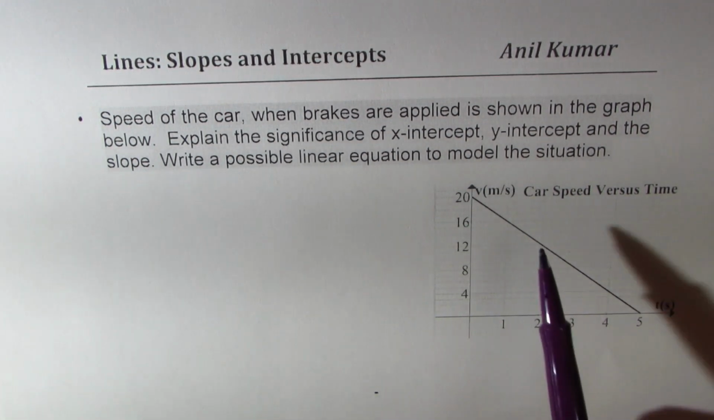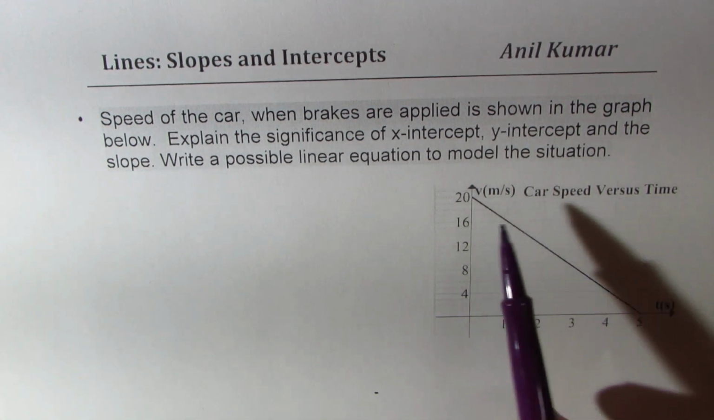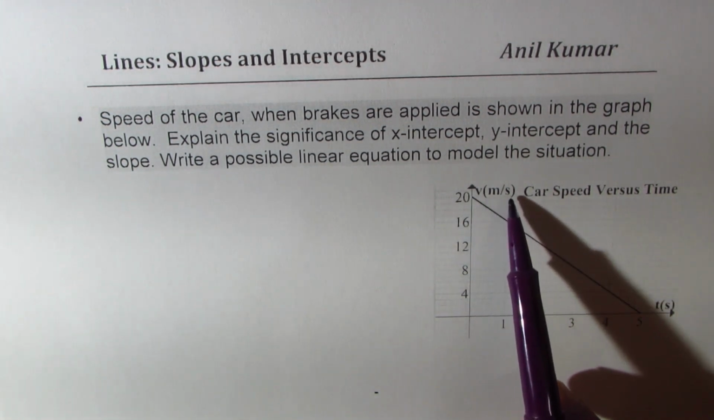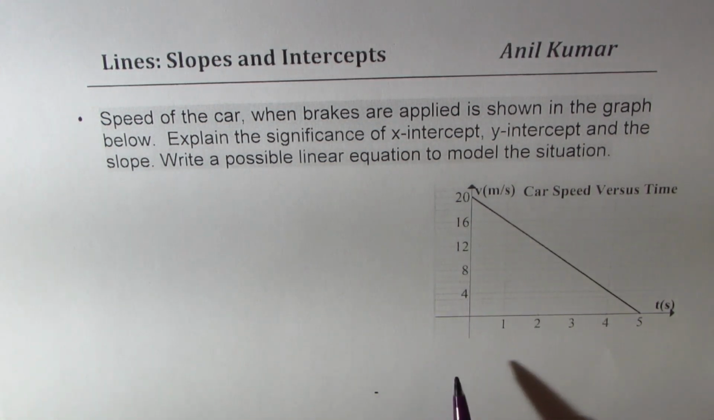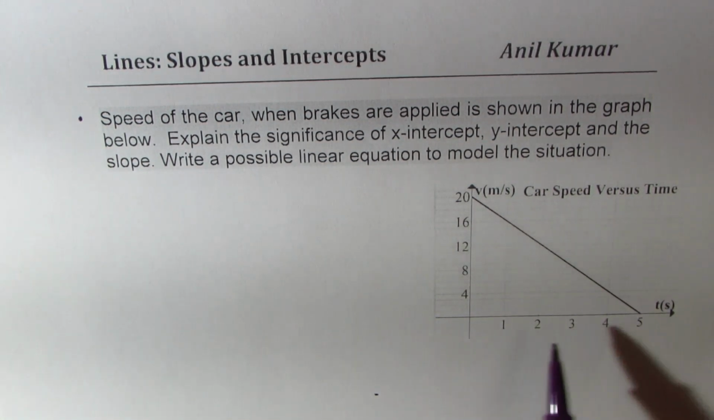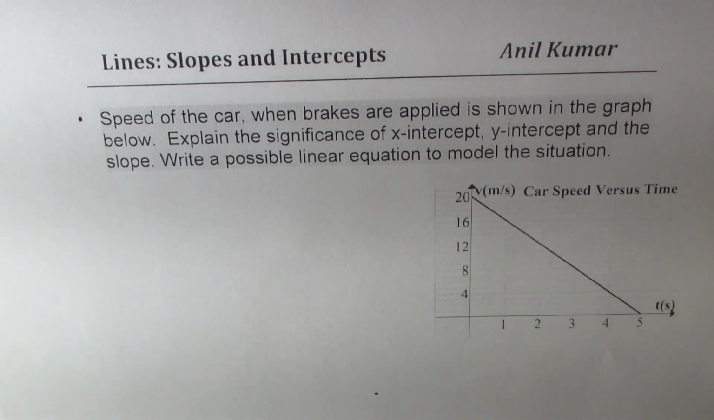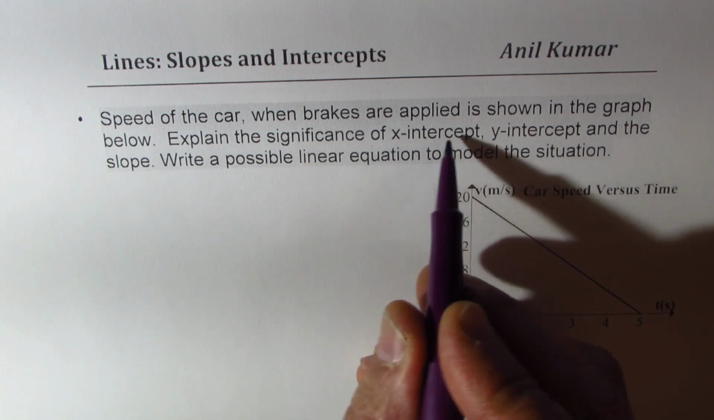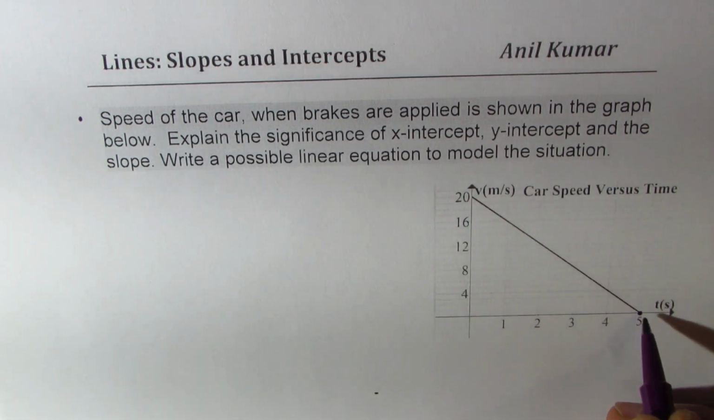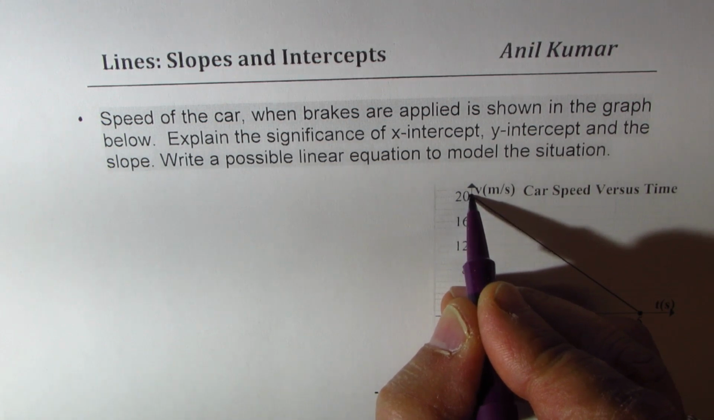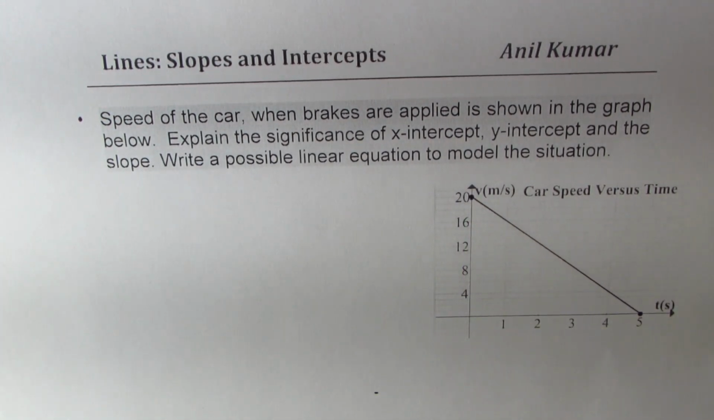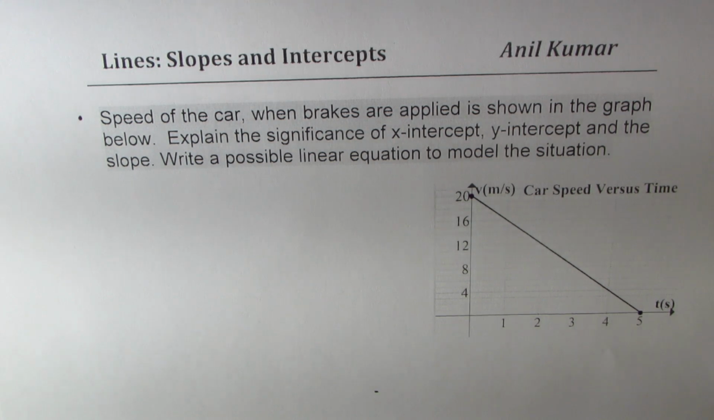So the graph here provides you with car speed versus time. Speed, that is velocity, is given in meters per second along the vertical y-axis, and time in seconds is given to you along the horizontal x-axis. So when I say x-intercept, I mean this point, right? And when I say y-intercept, I mean that point. And you need to find the slope of this and explain its significance. So I hope the question is absolutely clear. You can always pause the video, answer the question, and then look into my suggestions.